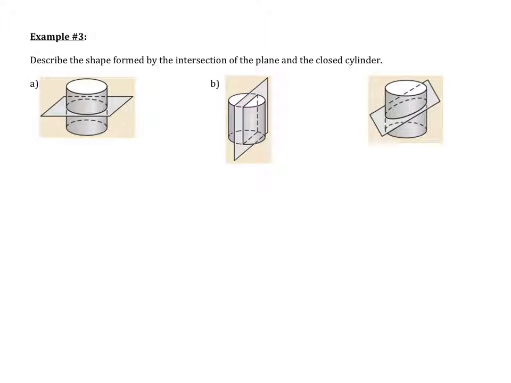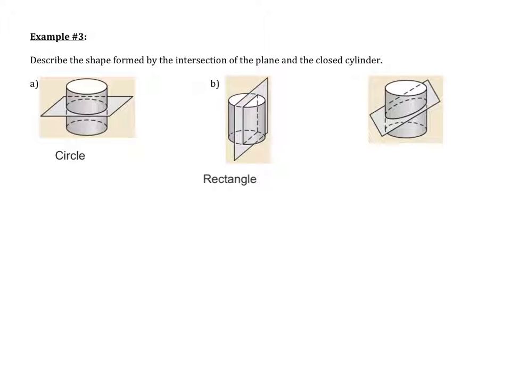So here's example number 3. Describe the shape formed by the intersection of the plane and the closed cylinder. So when I look at part A, I imagine a knife slicing through the cylinder and I'm pulling the two pieces apart, and what would this shape be? So when I pull those apart, since this is a three-dimensional drawing, it kind of looks like an oval, but when you actually look down on it, it wouldn't be an oval that is formed, it would just be a circle. And now looking at part B, this time we're slicing through it vertically. So what would this shape be when I pull the two pieces apart? And in this case, it would be a rectangle.